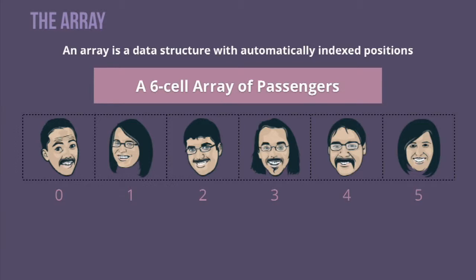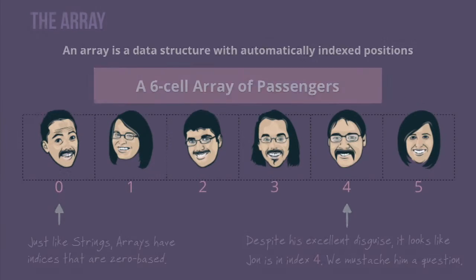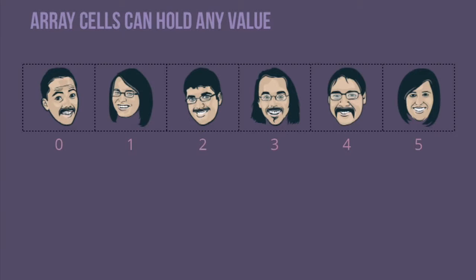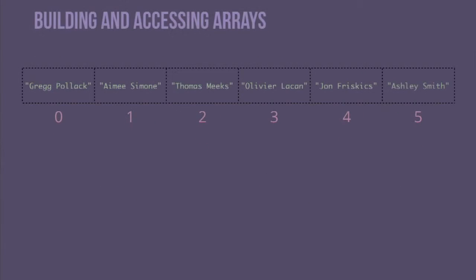Just like strings, arrays have indices that are zero-based. So if we referenced cell 0 here, we would get Greg Pollock, who's in the very first cell of the array. And in cell 4, despite his excellent mustachioed figure, we have John Friskis. Even though we currently have a picture array, we could also have an array of strings that has their names. We can build a string array very easily, and we can have easy access to its contents using indices.